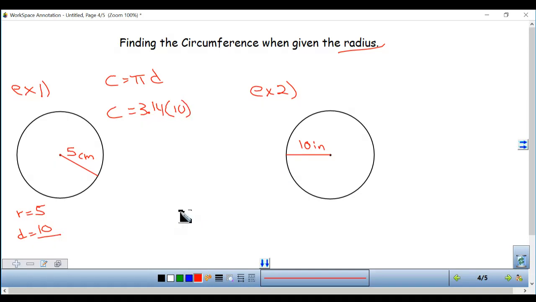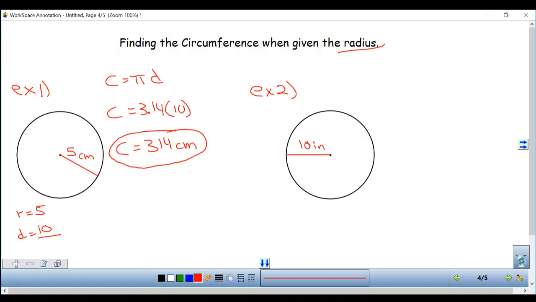So 3.14 times 10 gives me a value of 314 centimeters. My circumference is 314 centimeters. Very simple. C equals pi d. Another example, you can pause the video now if you'd like.